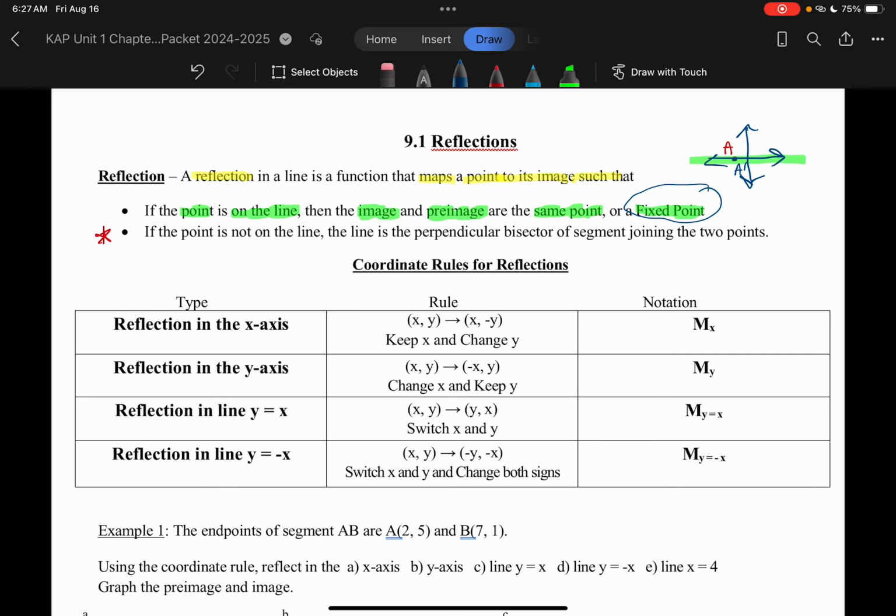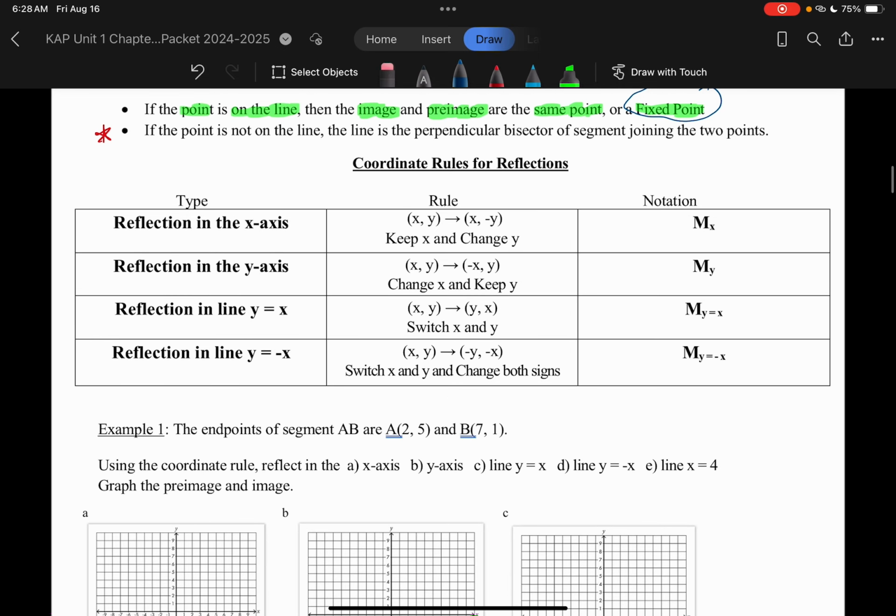And so we've got a couple of different rules. We've got some coordinate notation for reflections. If I'm reflecting over the x-axis, and I'm not going to go crazy with highlighting here, but you do need to know all of these rules, okay? These rules will come in handy whenever you guys are taking a quiz or a test. The way I remember this is if you're reflecting over the x-axis, x stays the same, and then y changes signs. Now, if you reflect over the y-axis, then y stays the same and x changes signs.